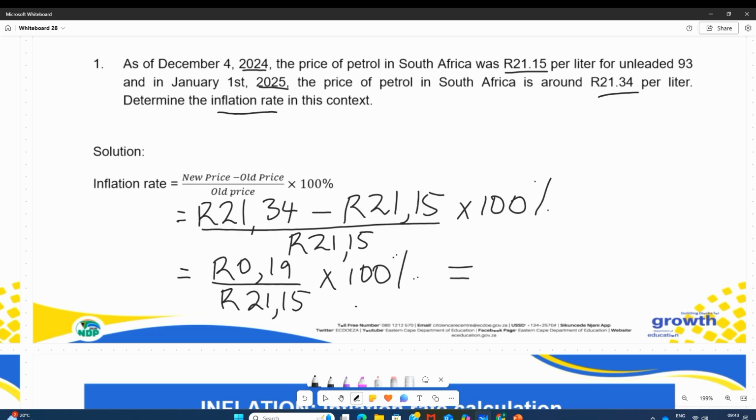We have rands and percentage. You can see the rands will cancel one another, meaning the unit we are left with is percentage. So now our answer will be 0.9%. It means the inflation rate between these two time frames was just 0.9%. And we can see that we are getting a positive answer.